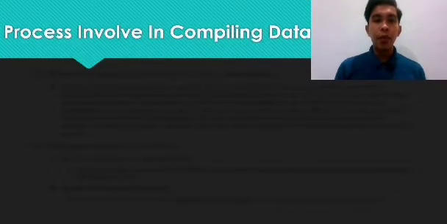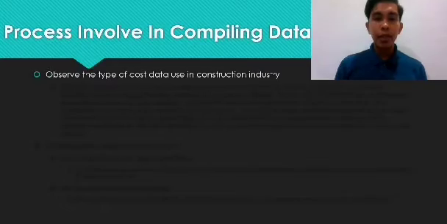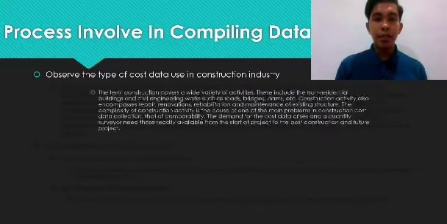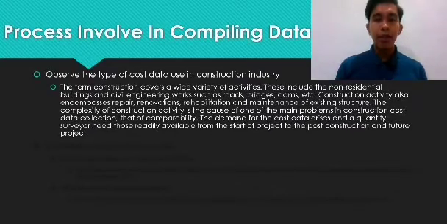Okay, firstly, we will observe the types of cost data used in the construction industry. Okay, the term construction covers a wide variety of activity. This includes non-residential buildings and civil engineering works such as roads, bridges, and dams. The construction industry also encompasses repairs, renovation, rehabilitation and maintenance of existing structures.